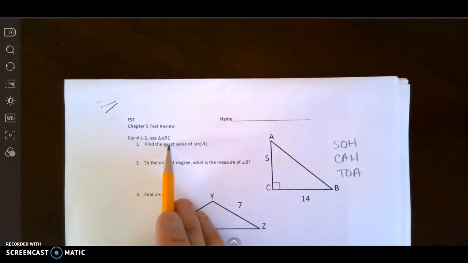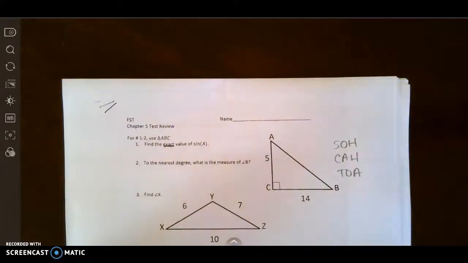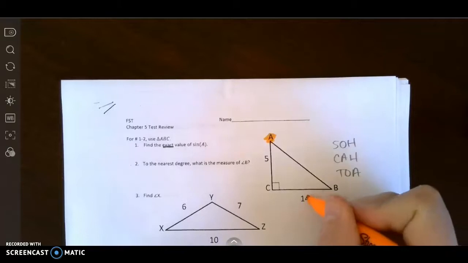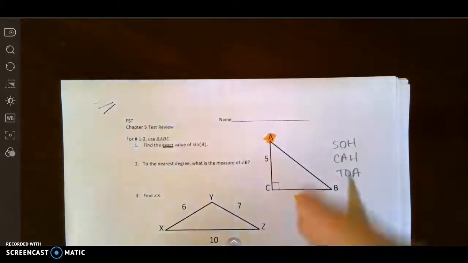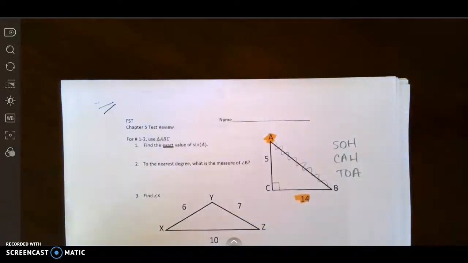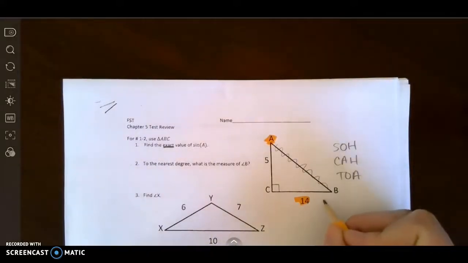It says find the exact value, so no decimal estimates for sine of A. Right, so let's look at angle A. Sine would be opposite over hypotenuse. This would be my hypotenuse, and I currently don't have it, which means I need to find it. So let me find my hypotenuse by using the Pythagorean theorem.